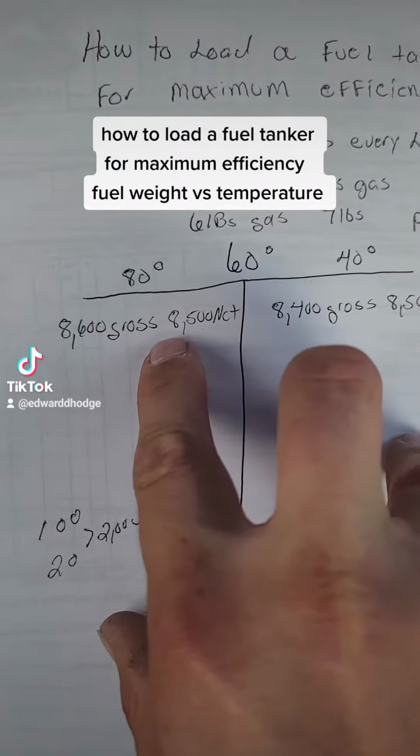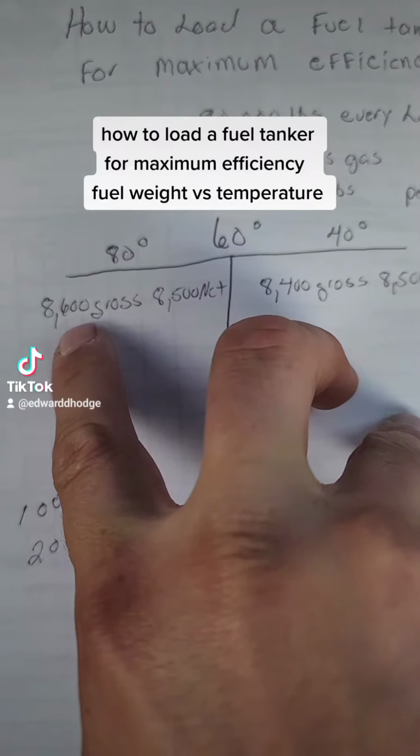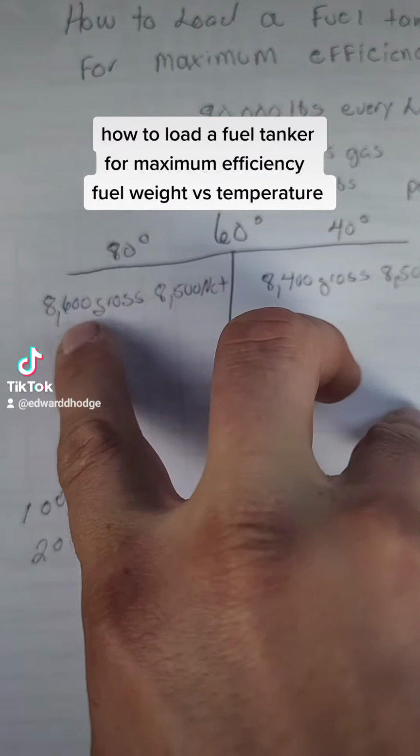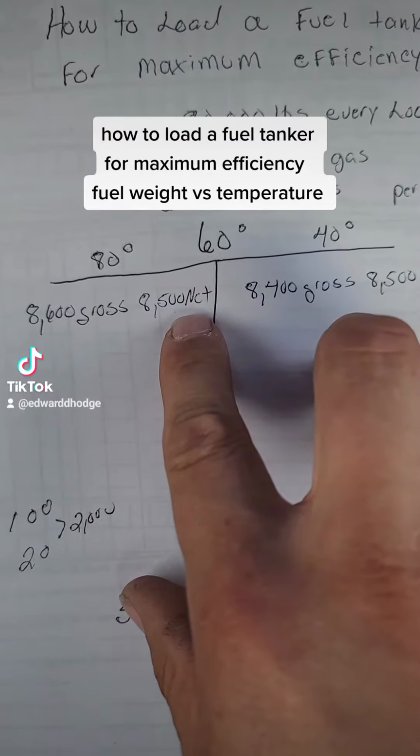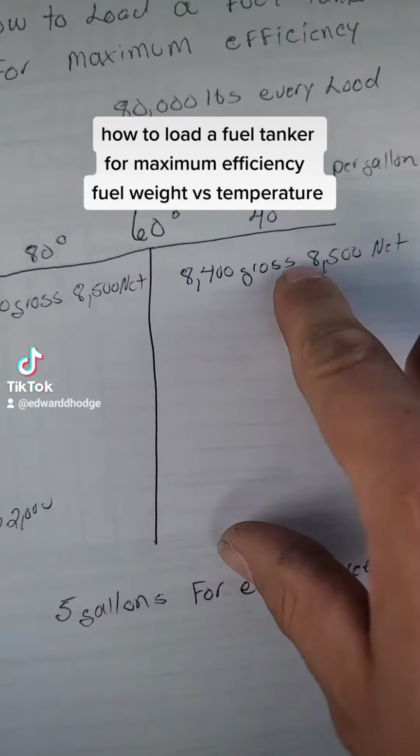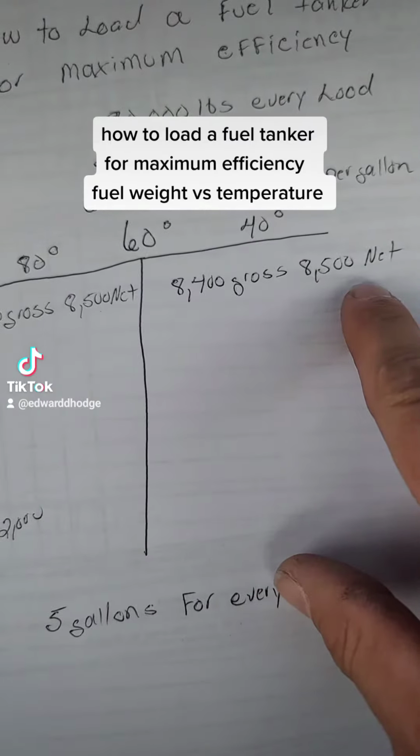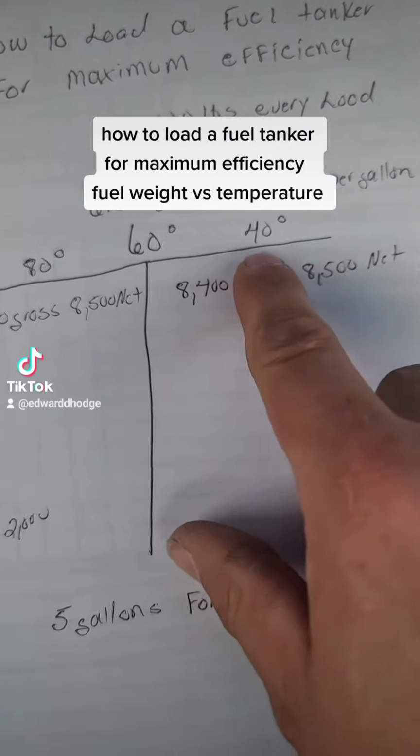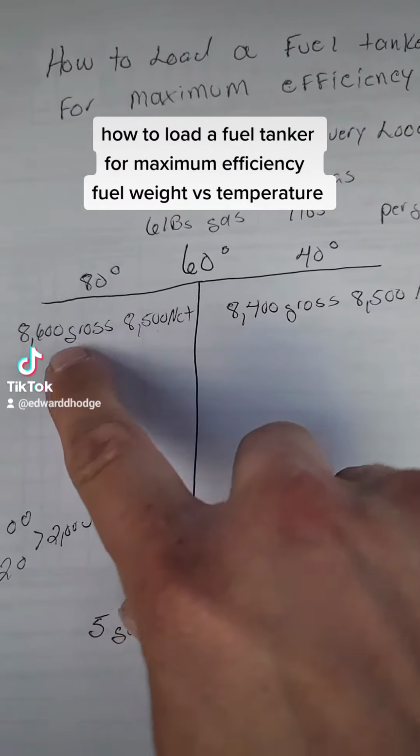So as it gets warmer, you could do 8,600 gross and throw that extra 100 gallons on there, and still weigh the same. At 40 degrees, 8,400 gross, 8,500 net. You see how, as the temperature gets colder, you're going to haul less, but as the temperature gets warmer, you can haul more.